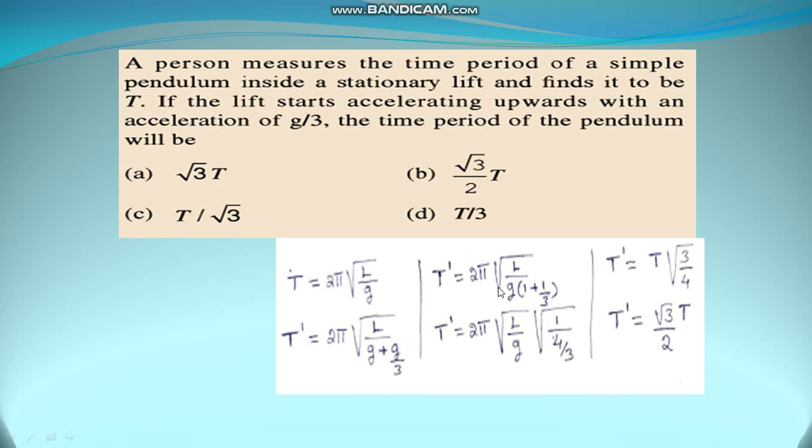Now simplify this. Yes, here g is possible to take common. Take it common. What happens here? 2 pi square root of L by g, this term becomes T. So what remains here? That is square root of 1 by 4 by 3. So T dash is equal to T into square root of 3 by 4. Yes, square root of 3 by 4. Root 4 is 2. So our answer is T dash is equal to root 3 by 2 into T. That is B.